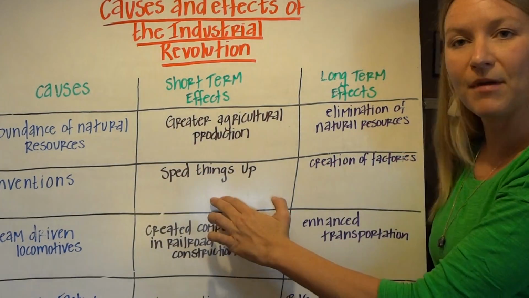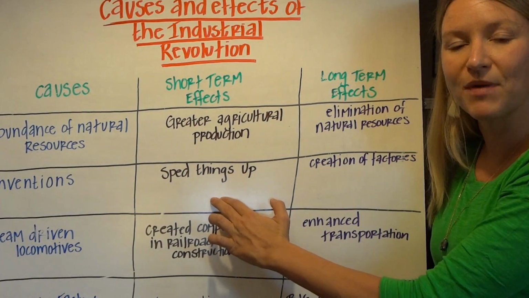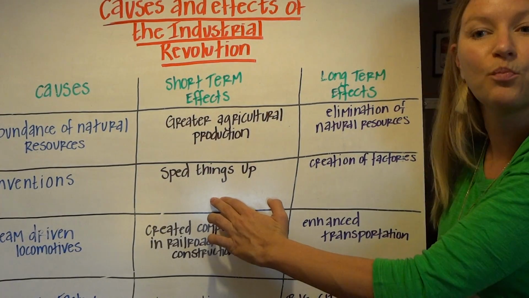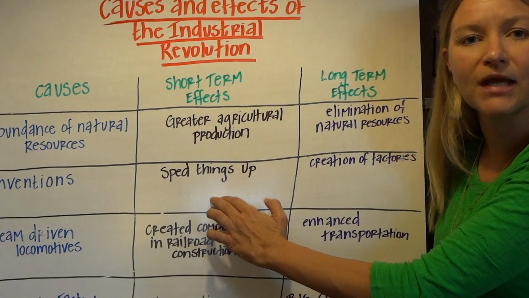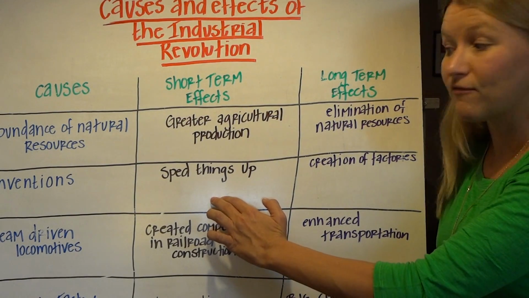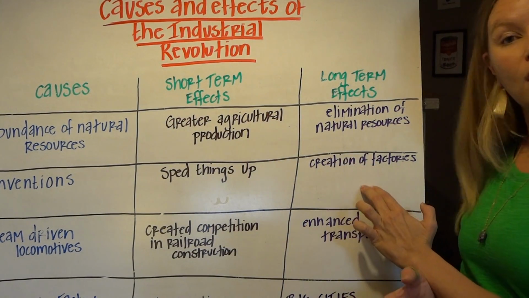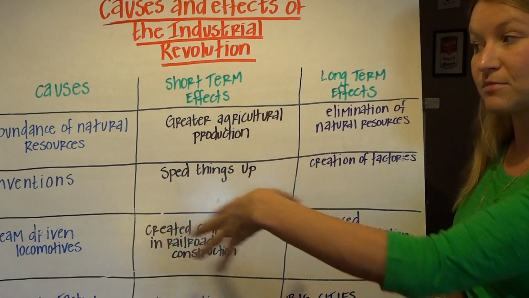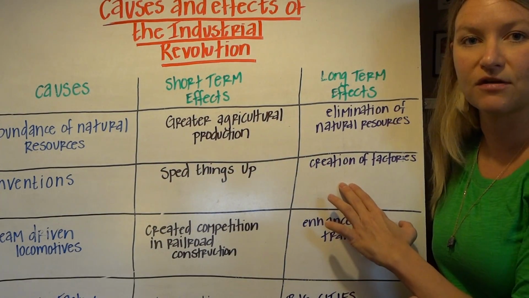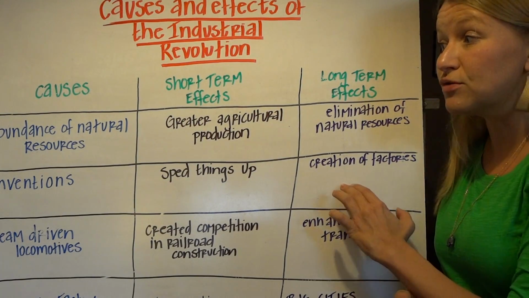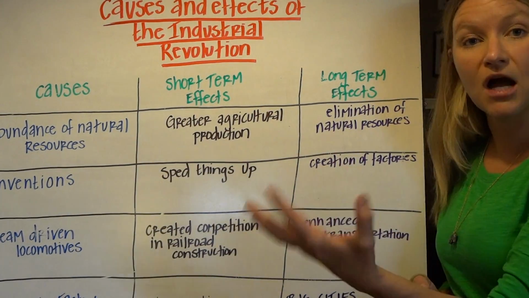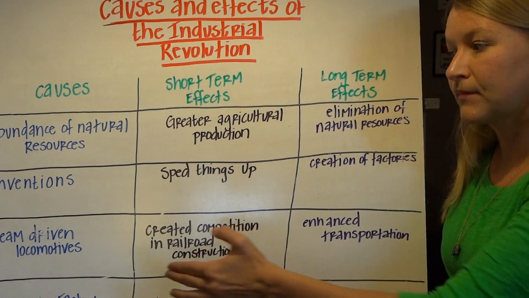Inventions. Good thing about that short-term effect was that it sped things up. Our nation was moving faster. We were going places faster. We were communicating faster. So things were going very well. And the effect of that long-term speeding things up is the creation of factories and businesses that needed to produce these inventions so that the common American can afford them.